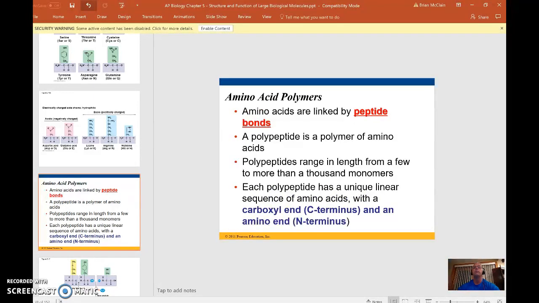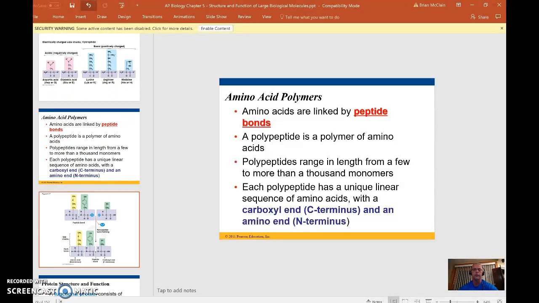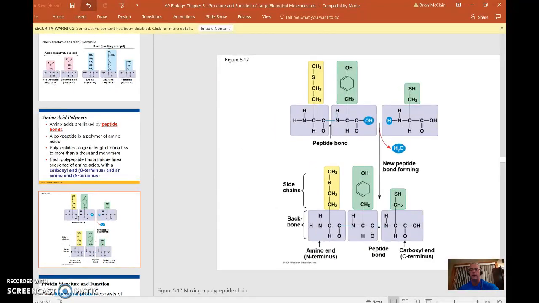So the bonding, much like what we saw with the carbohydrates and what we observed when we were talking about the formation of the more complex lipids, is that you're going to have a specific type of bond that's going to show up in there. And the bond that we're looking at right here between different amino acids is going to be your peptide bond.